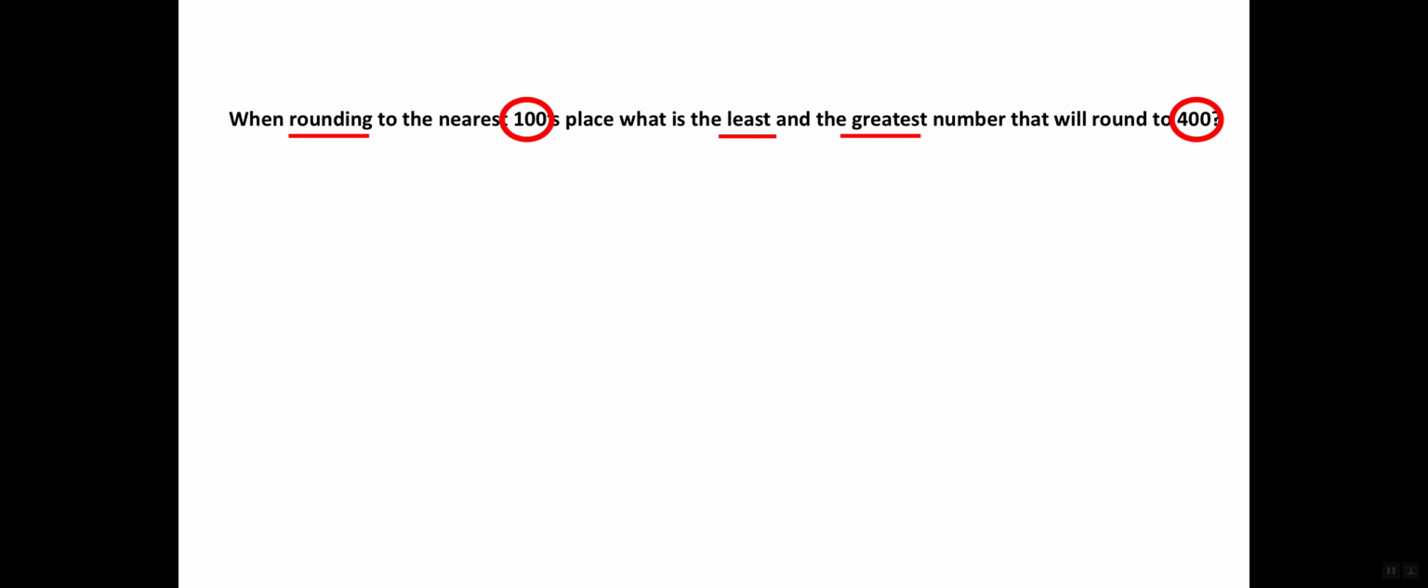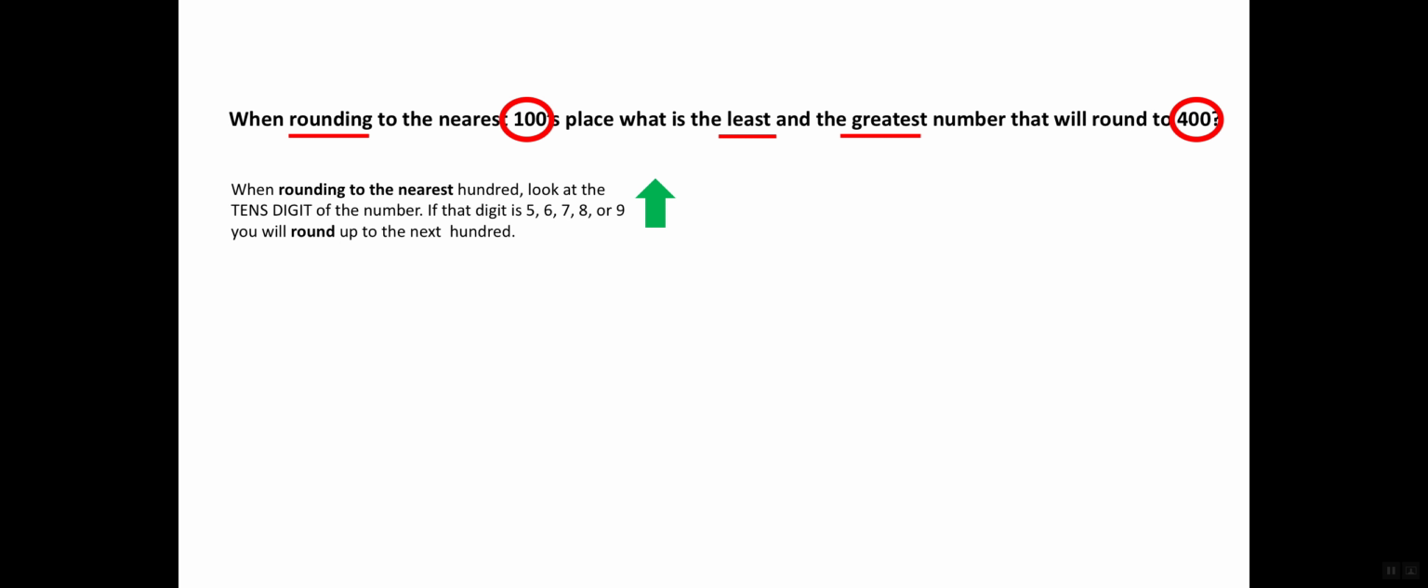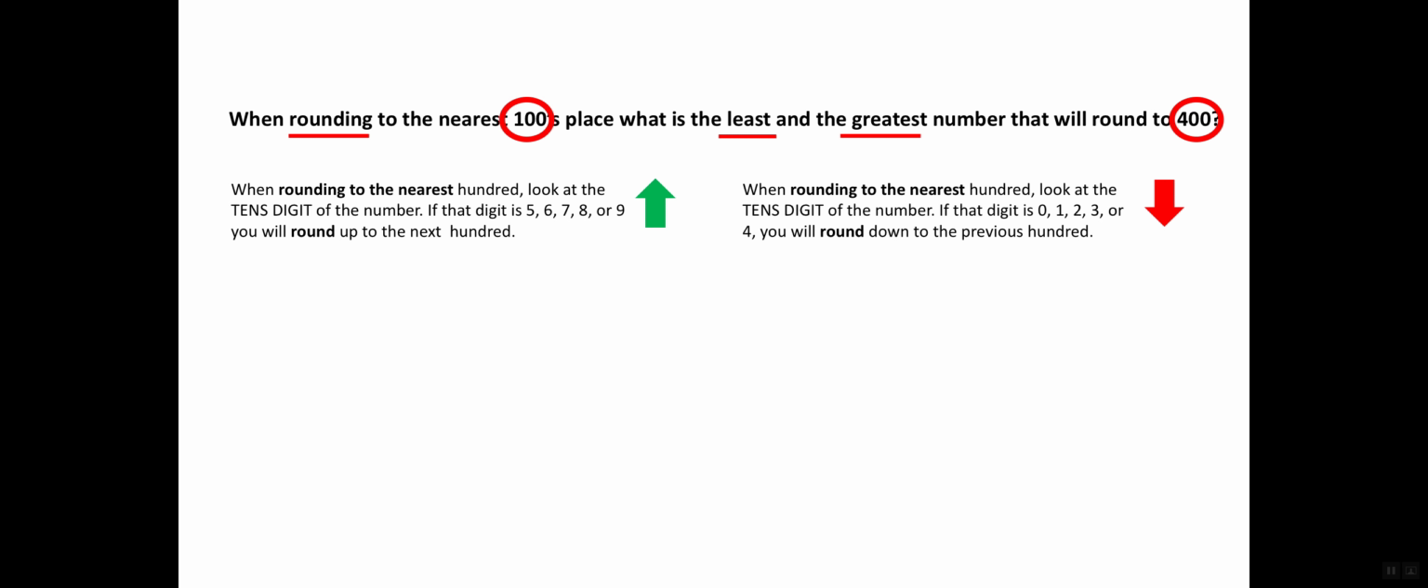We need to refresh ourselves with the rules for rounding. When rounding to the nearest 100, we need to look at the tens digit, the number that's in the tens place. If that digit is 5, 6, 7, 8, or 9, we're going to round up to the next 100. If the digit is 0, 1, 2, 3, or 4, we're going to round down to the previous 100.